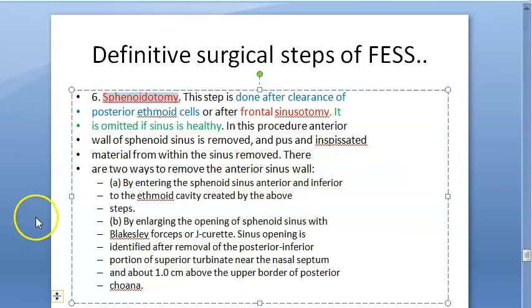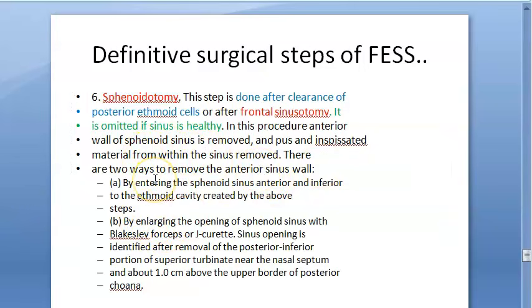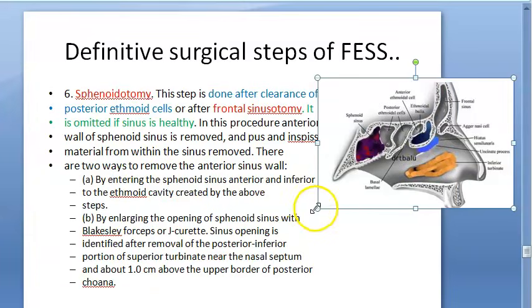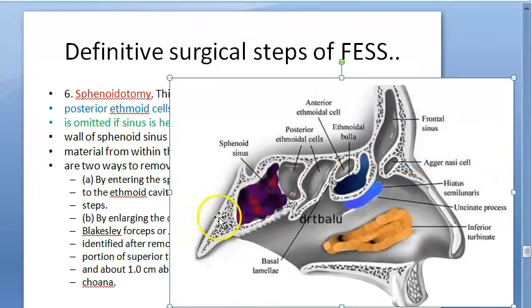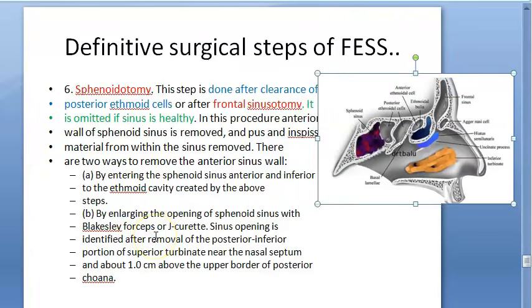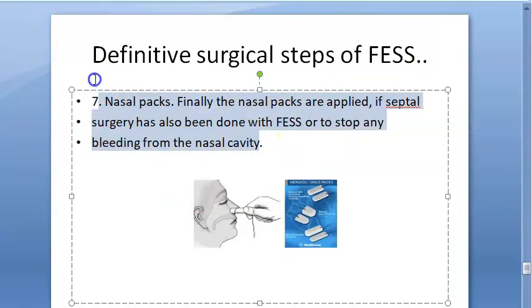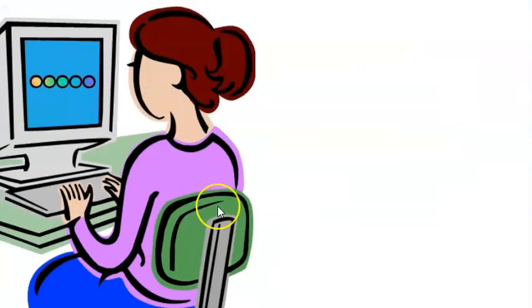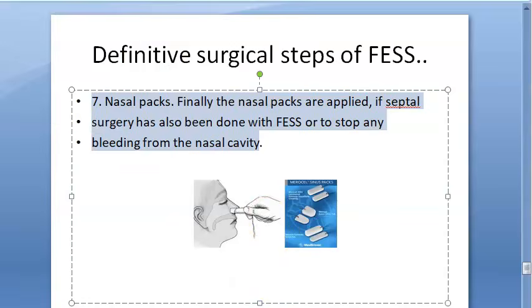Sphenoidotomy. This is also only done if required. So we will look at details, but this is the sphenoid sinus. Sphenoidotomy if required. Then finally nasal packs. So basically the drainage and ventilation of all these sinuses is what they are achieving. So let's look at it in detail now.